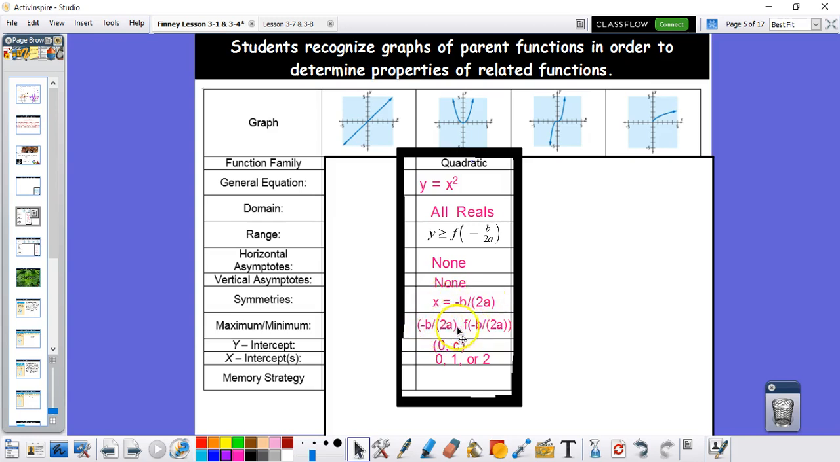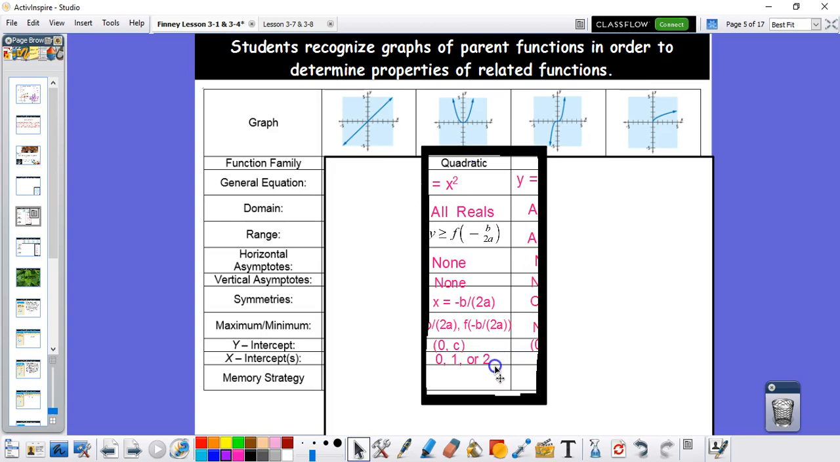Your maximum or minimum is your vertex. It's either a maximum or a minimum. There is one y-intercept, and it is always the c value. So in this case it's 0 because there's nothing there. And the x-intercepts are 0, 1, and 2. There could be 0 x-intercepts, there could be 1 x-intercept, or there could be 2 x-intercepts, depending on how it opens.